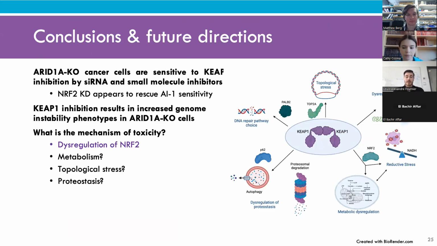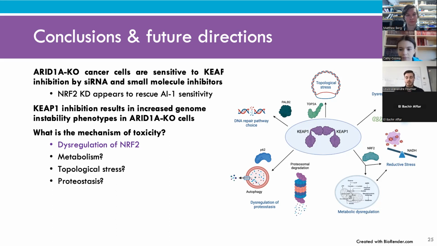So I'll conclude here. Overall, I've uncovered a new genetic dependency between ARID1A and KEAP1. I've also showed that KEAP1 inhibition exacerbates genome instability phenotypes in ARID1A knockout cells specifically. In terms of mechanism, we believe that NRF2 dysregulation may contribute to the sensitivity of ARID1A knockout cells, as was seen with our NRF2 knockdown rescue data, but the exact mechanism remains unknown. It's possible that it's because of transcriptional dysregulation through NRF2, and so imbalanced levels of NRF2 would be associated with things like changes in metabolism, also things like oxidative stress.